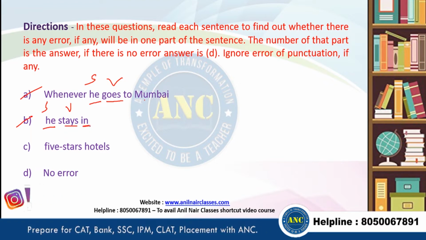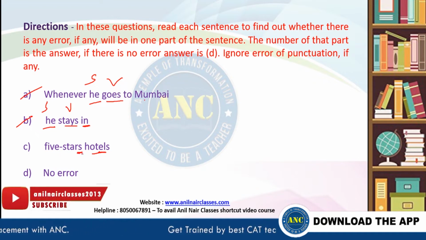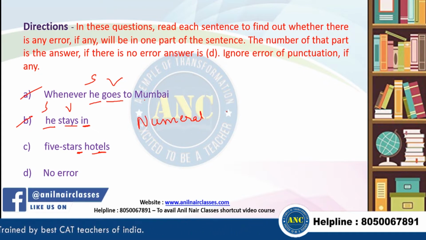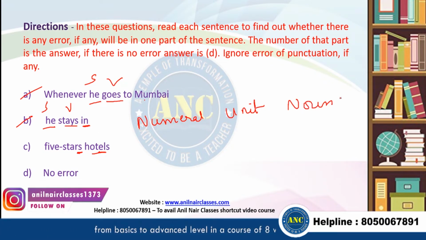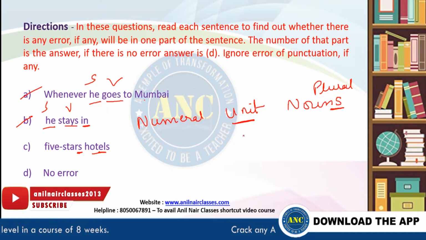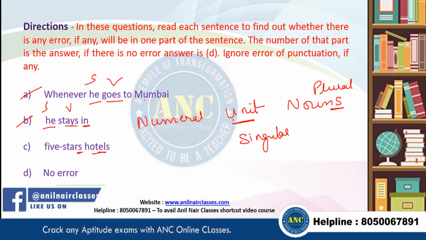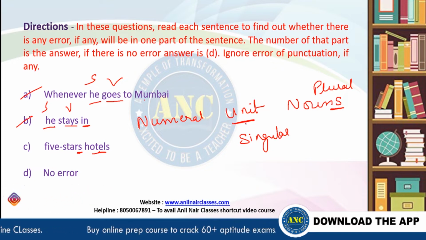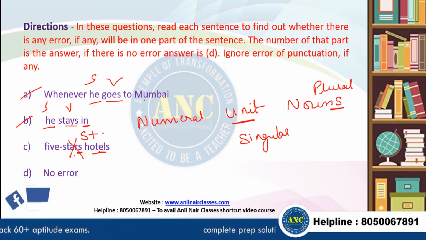He stays where? In what? In hotels. What kind of hotels? 5 stars. This is the problem. We have already learnt a rule that when you have a numeral, then the unit and then a noun, that noun could be in the plural form. You can have a plural noun, but this unit should always be in the singular form. So we don't need stars over here. Stars is wrong. The right expression is just star.